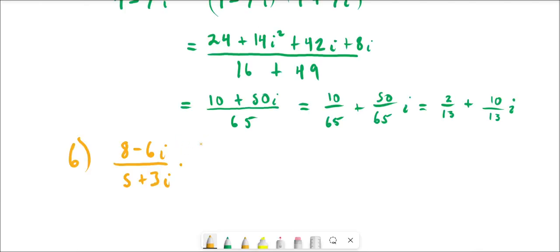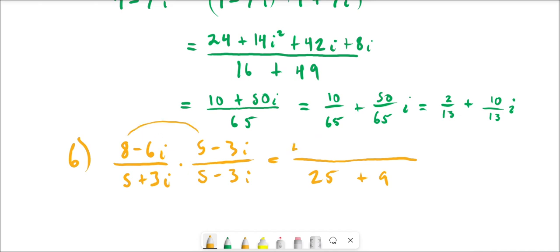So let's take this guy and multiply on the top and bottom by the conjugate of the bottom. That's 5 minus 3i here and here. Foiling our denominator, we're going to get 25 plus 9 with our other two terms canceling, and our positive coming from the I squared, changing the sign. Then we're going to have 8 times 5, which is 40.